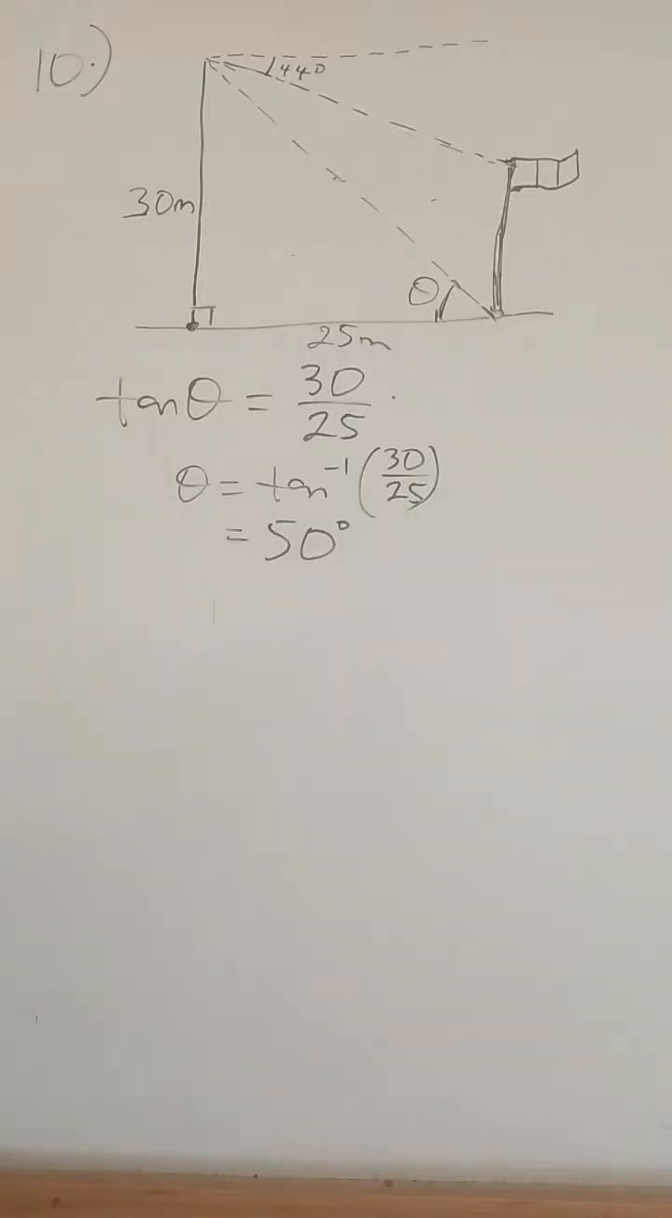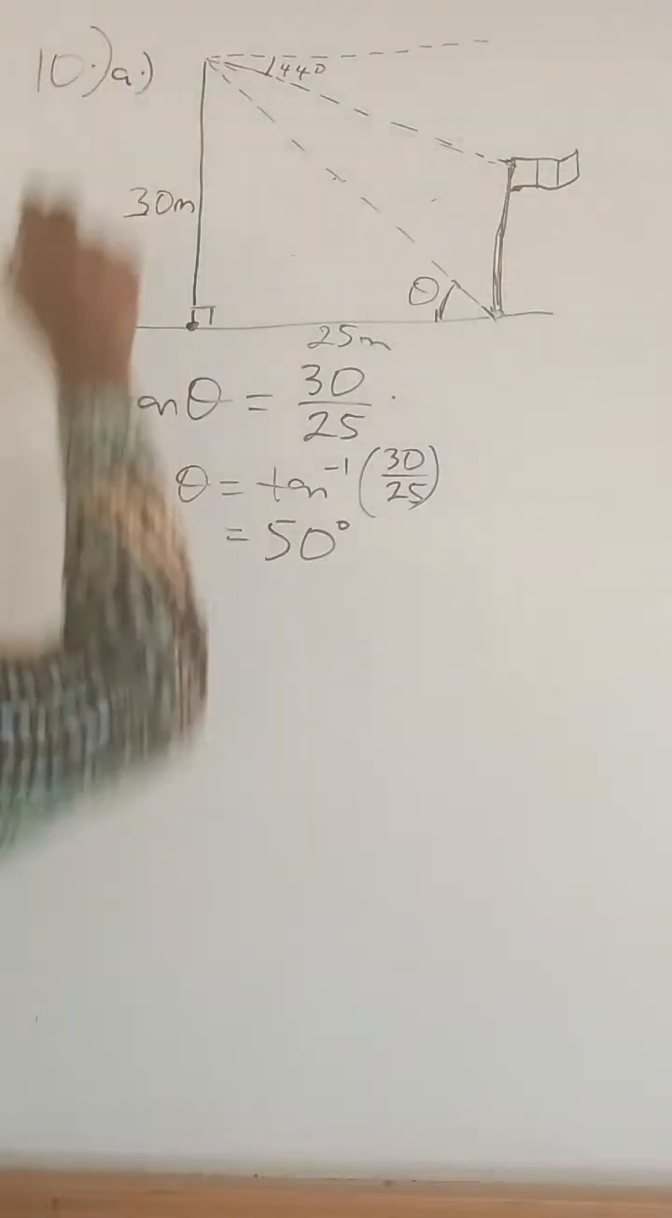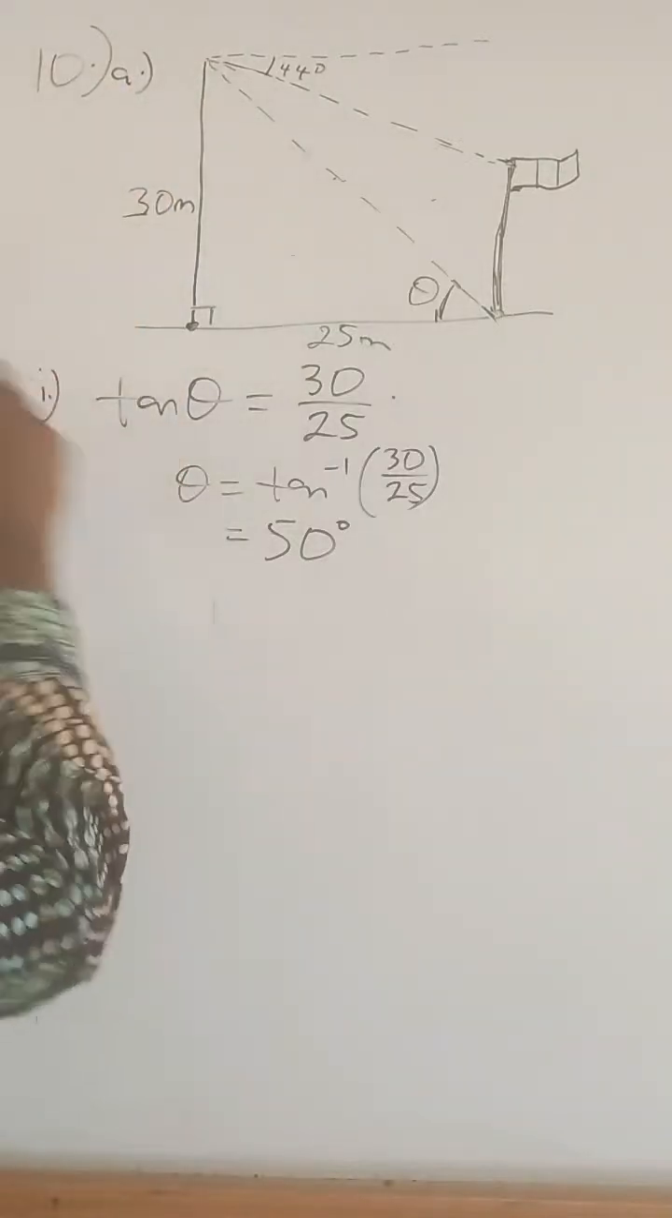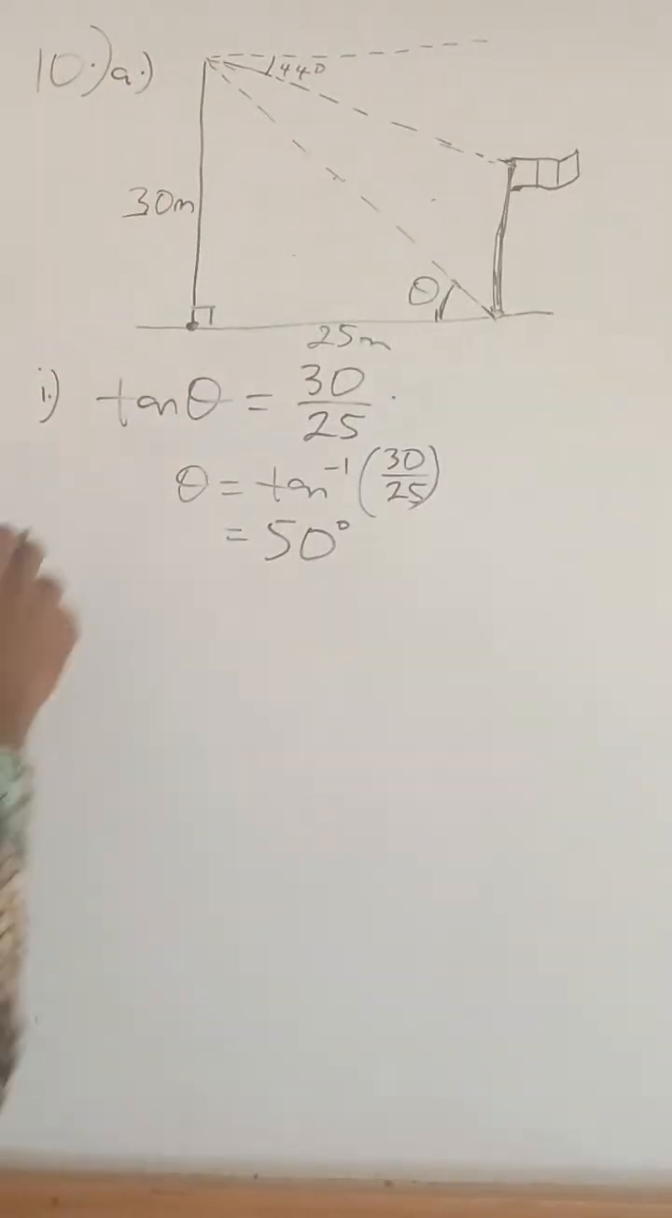So 50 degrees, got it. Now the next we want to get is the height of the flagpole. So this happens to be the first part, and now the second is the height of the flagpole.